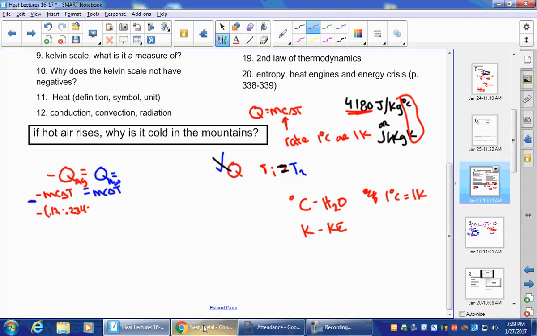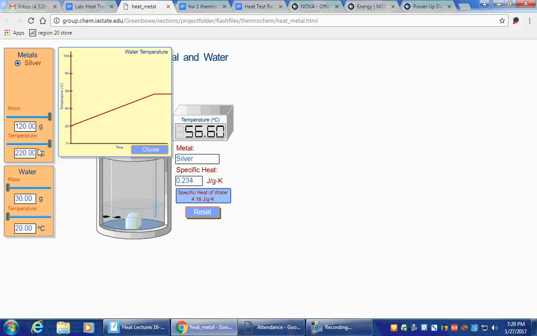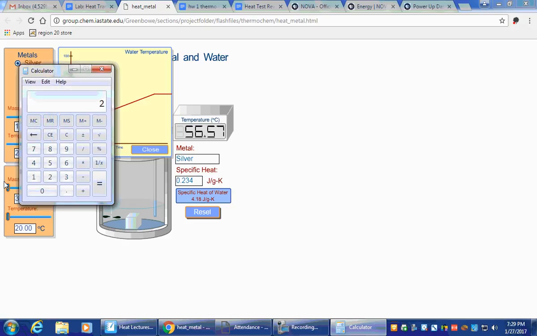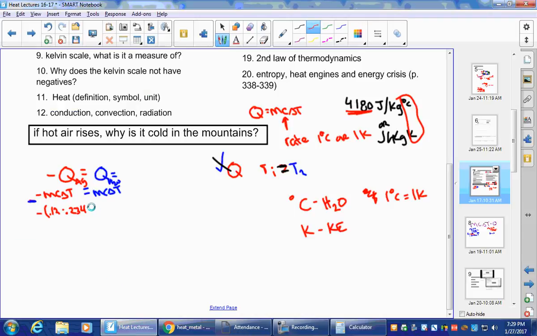And then the change in temperature would have been, where did it start? 220 to 56.6. So calculate 220 minus 56.6. All right, so 163.4 was our change in temperature. So that's what the change in T is, right? I already forgot my value. I'm tired. 163.4.